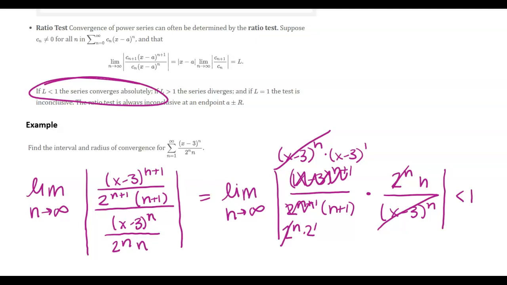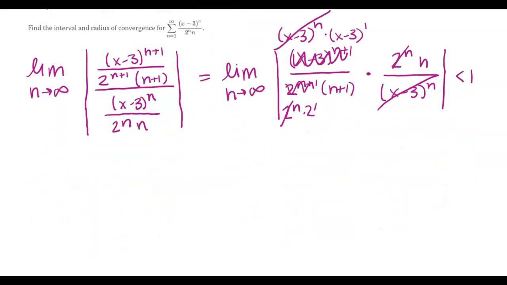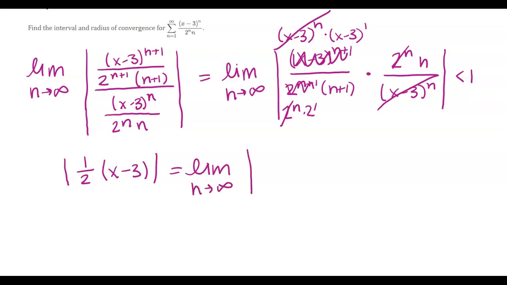These terms will not. So I'm going to take anything that doesn't have an n outside, keeping it in absolute values. So I have a 1/2 times the absolute value of x minus 3 to the power of 1. And then inside my limit notation, I have n over n plus 1. And I need to know for what values that is less than 1.